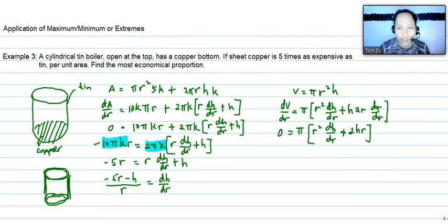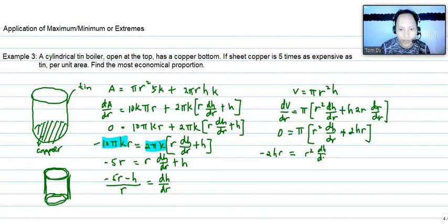So actually, we can cancel pi because pi will transfer to the other side. That becomes 0 over pi. So what remains is this 1. So I will transfer 2hr to the other side. That becomes negative 2hr, that is equivalent to r squared dh over dt. Okay, but it's not dt. Again, it's dh over dr.